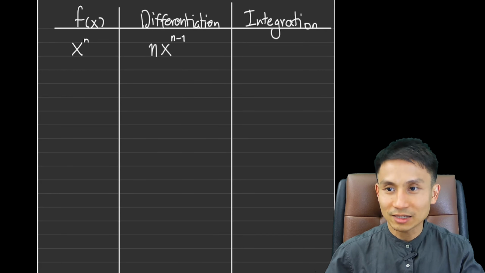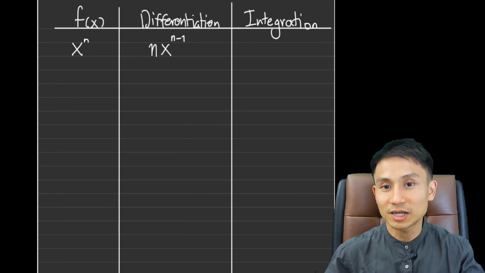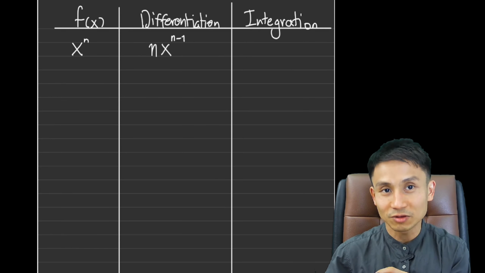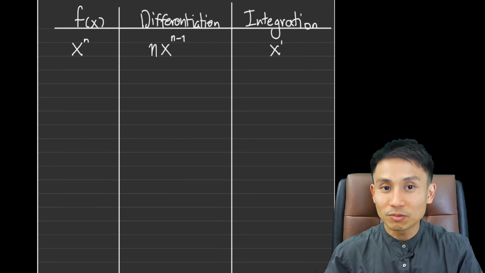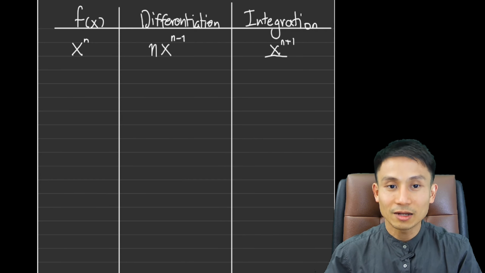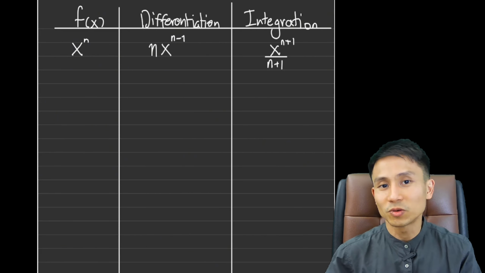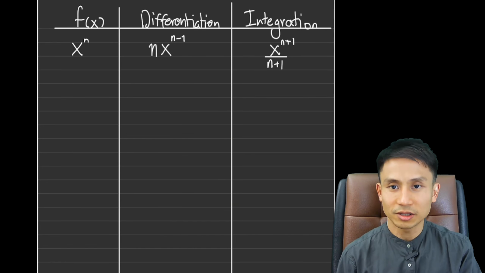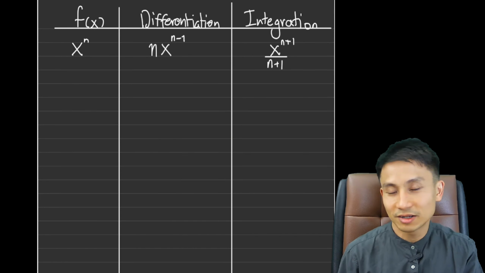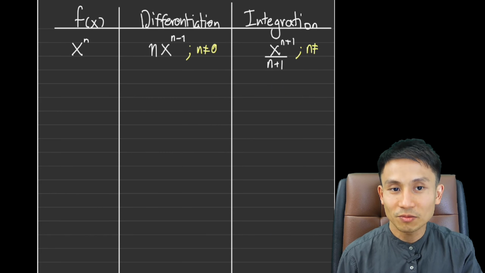If you integrate x to the power of n, it is kind of like the reverse of differentiation. Instead of bringing n down first and subtract the power by 1, we add the power by 1 first and divide by n plus 1. Here I'm going to ignore the plus c constant for now because we only care about the formula here. Now what are the exceptions that I mentioned earlier? Well, for differentiation, n cannot be 0. For integration, n cannot be minus 1.